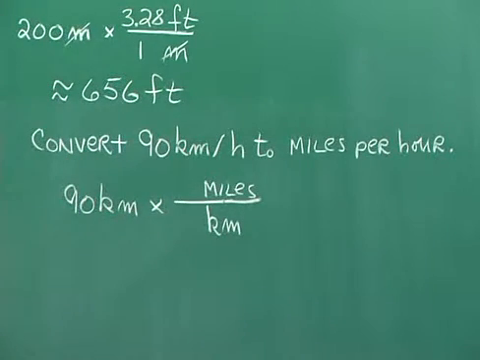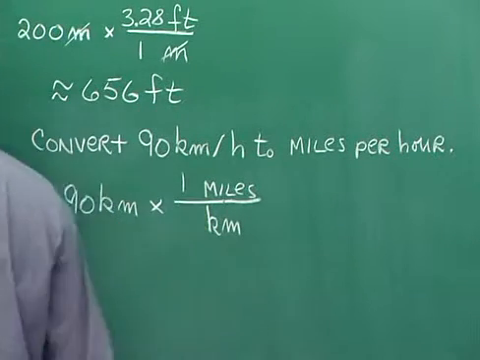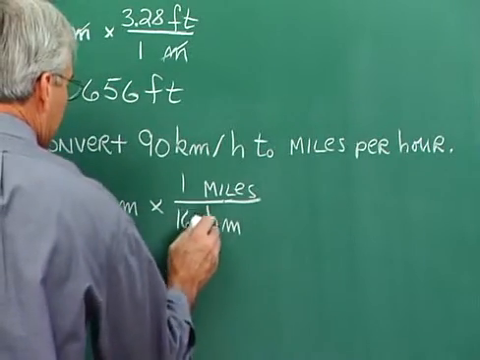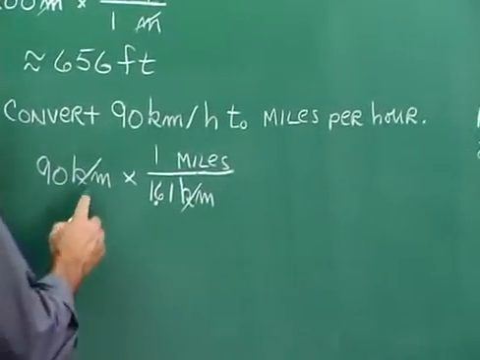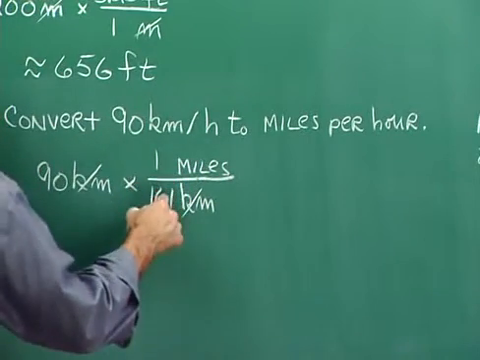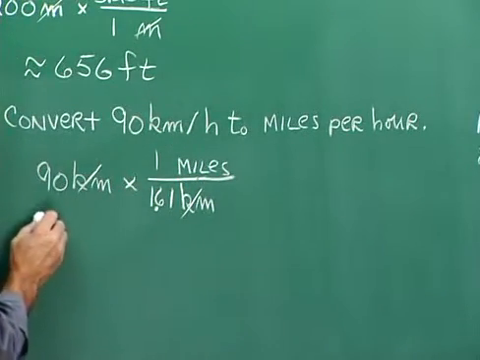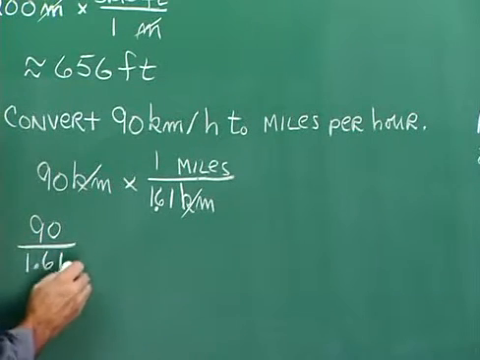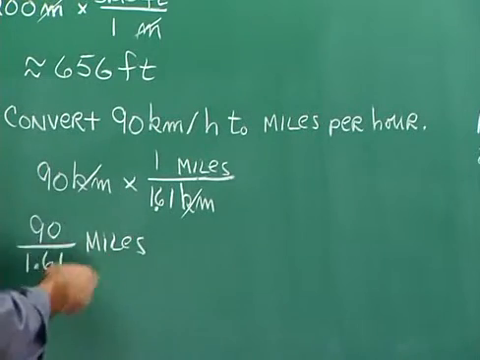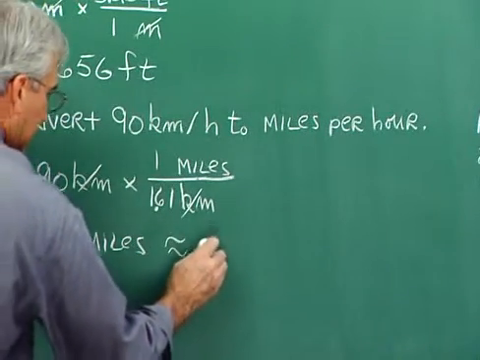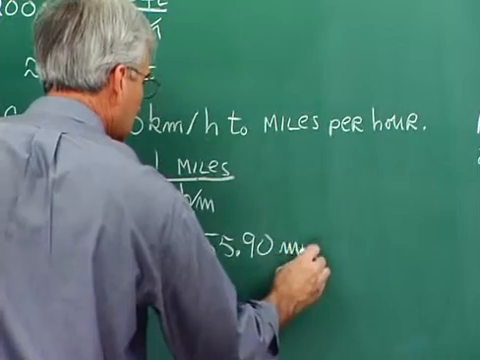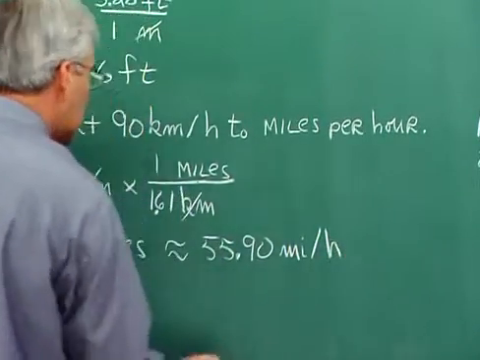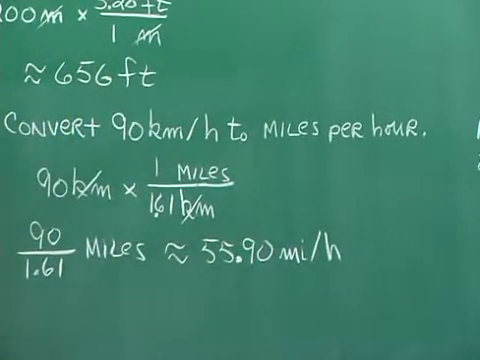I'm looking back over there, and I see that we have 1 mile is 1.61 kilometers. So 1 mile is 1.61 kilometers, and so the kilometer units cancel here, and I have 90 times 1 mile over 1.61. And what this leads to is 90 over 1.61 miles, you see. And now we perform this calculation and find it to be 55.90 miles per hour as the approximation of 90 kilometers per hour.